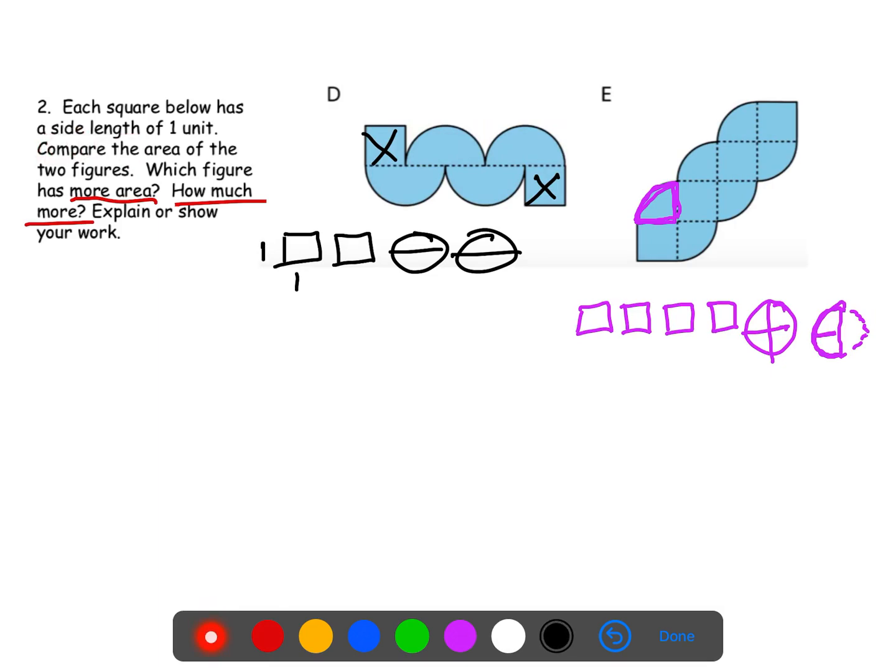if this square is 1 by 1, then its area would be 1 square unit. 1 times 1 equals 1. I'm going to get the same thing here. So for the second square, it's the same size, and all these squares are going to be the same size. So if I look at figure D, the 2 squares give me 2 square units. And figure E has 4 square units. And now I just need to calculate the area of the circle.